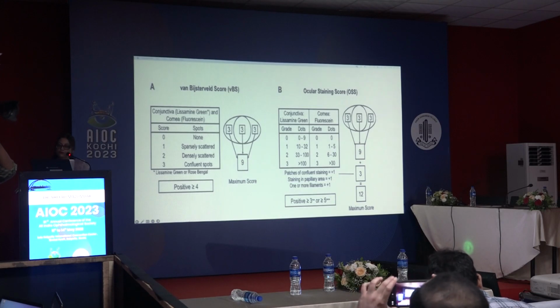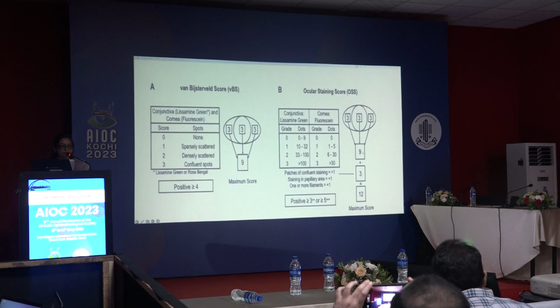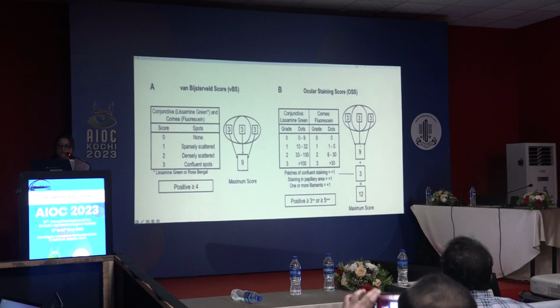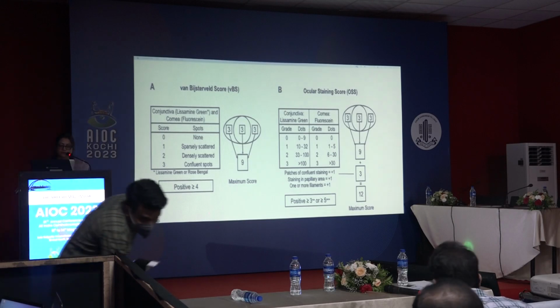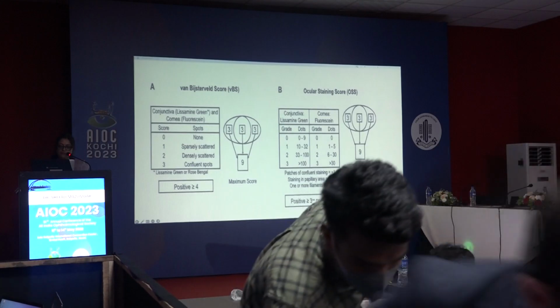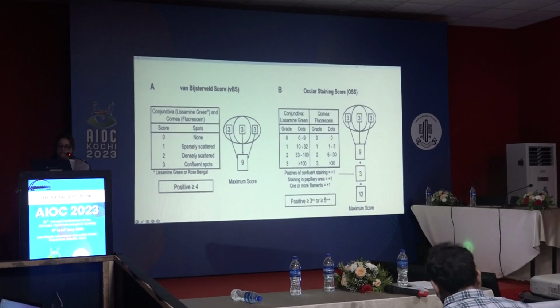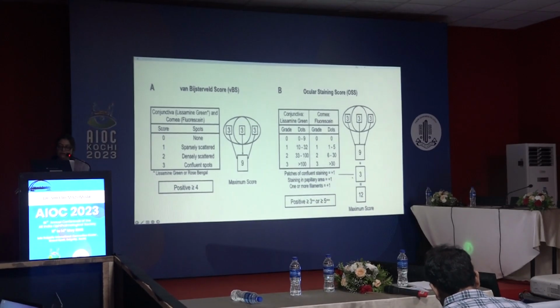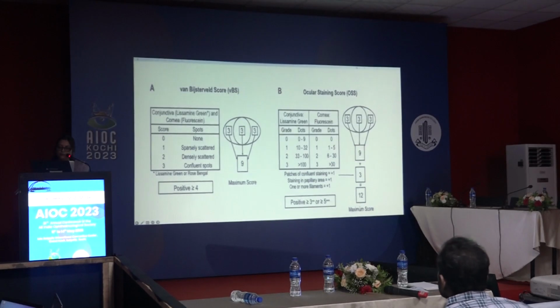So for the whole ocular surface the score would be 9. Okay, 3 for the cornea, the maximum score, and 3 each for the nasal conjunctiva and the temporal one, making 9. And if any of these is present, you keep on adding +1 for each of these, and then the final score would be 12.